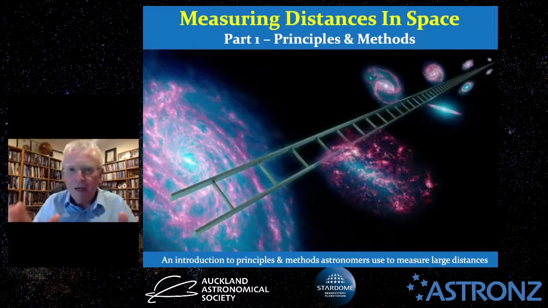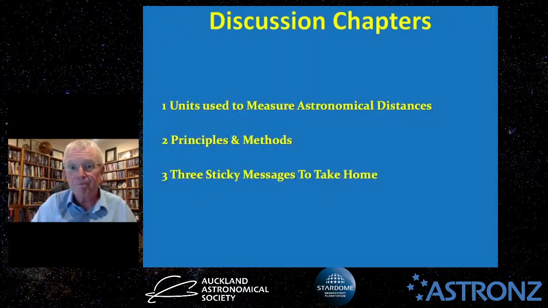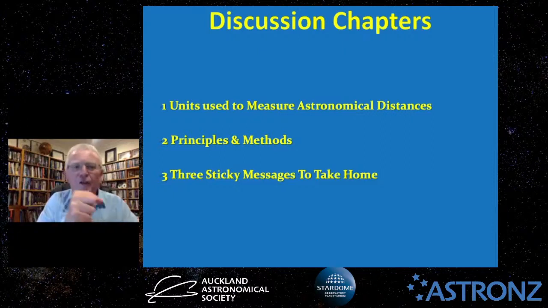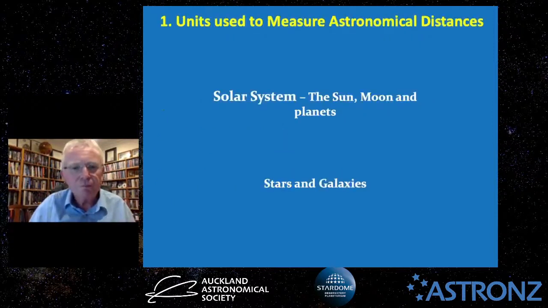So this is tonight, part one, principles and methods. An introduction to the principles and methods astronomers use to measure large distances across space. Okay, so I've split it into three chapters, if you will. One, the units that astronomers use to measure astronomical distances. The second part will be principles and methods that the astronomers use to do these measurements. And then third, I always like to give you three real key messages. I call them sticky messages, take-home messages that you can recall.